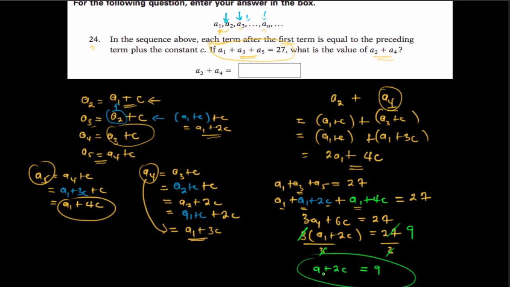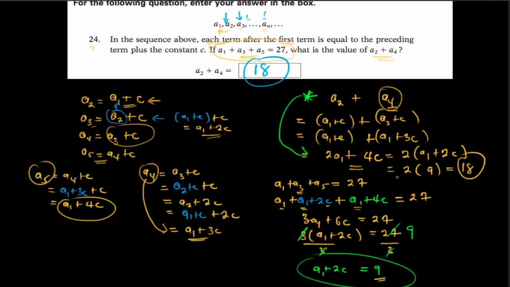So now I observe that my A1 plus 2C equals 9. But then I've been told to find A2 plus A4. The resulting equation we obtained after adding A2 to A4 was 2A1 plus 4C. I could factorize 2A1 plus 4C. What I will obtain is 2 into A1 plus 2C. And then A1 plus 2C equals 9. So this is going to be 2 times 9, and then this is going to give you 18. So the answer to this problem is 18, and that completes the problem.